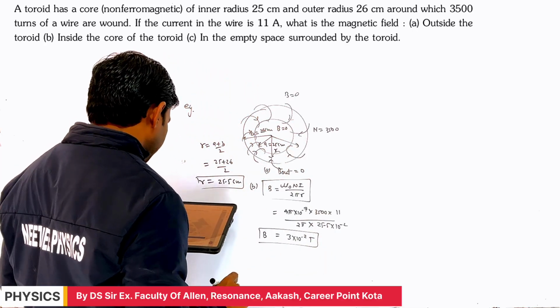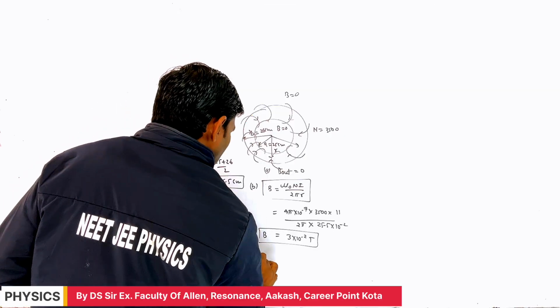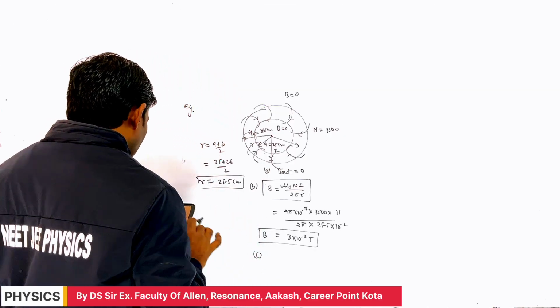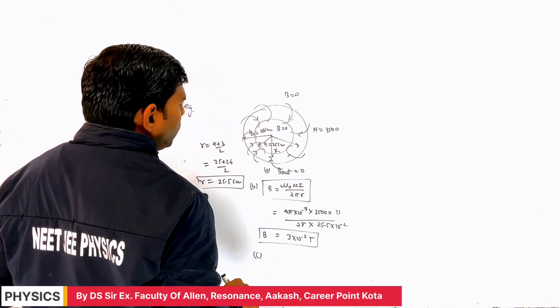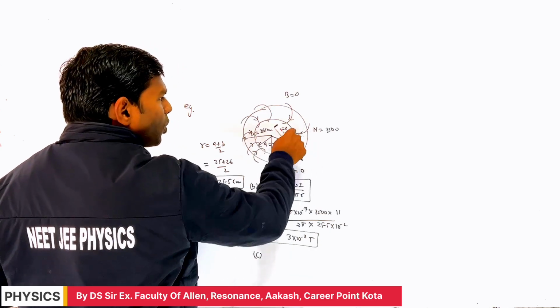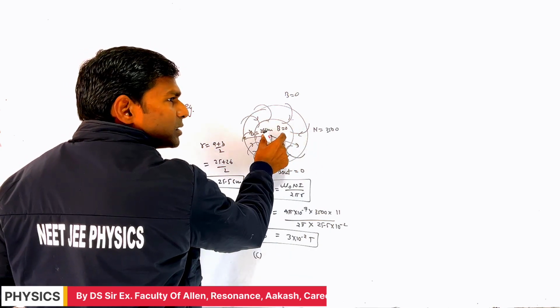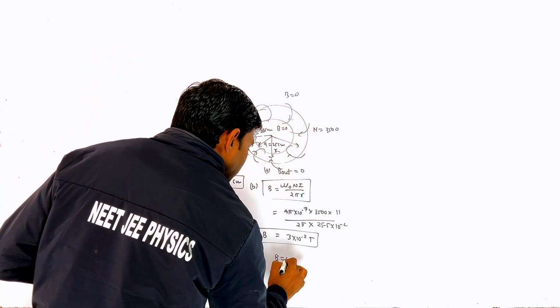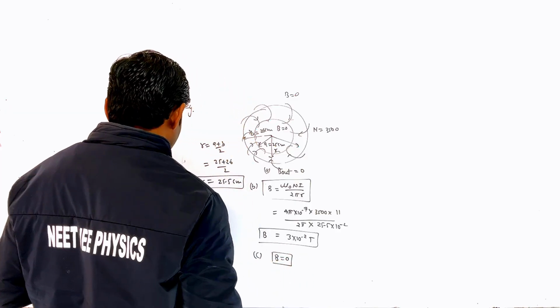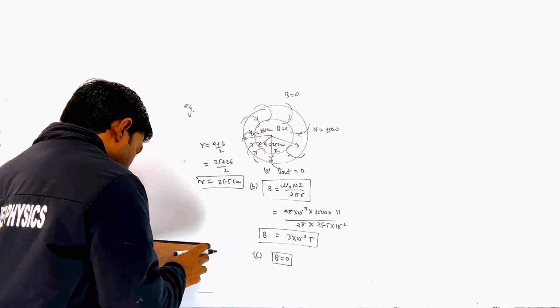Also, what is the third part? In the third part, the empty space surrounded by the toroid. If this is the toroid, this is the empty space. So in this empty space, the magnetic field is also 0. Copy this.